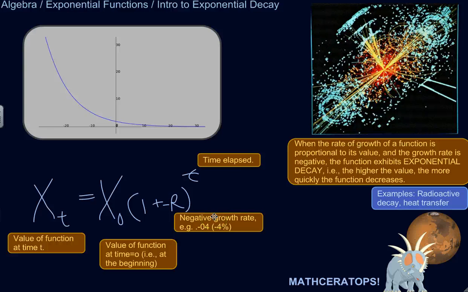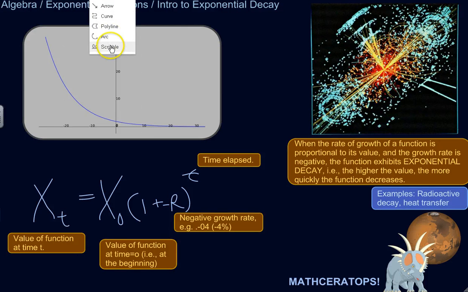Alright, so exponential decay is very similar to exponential growth. It follows a very similar pattern. The only difference is that the growth rate is negative. When the rate of growth of a function is proportional to its value and the growth rate is negative, the function exhibits exponential decay, i.e. the higher the value, the more quickly the function decreases.